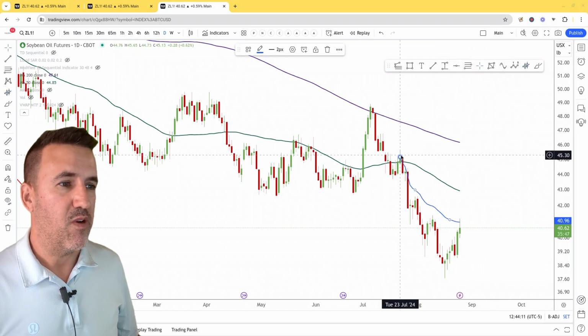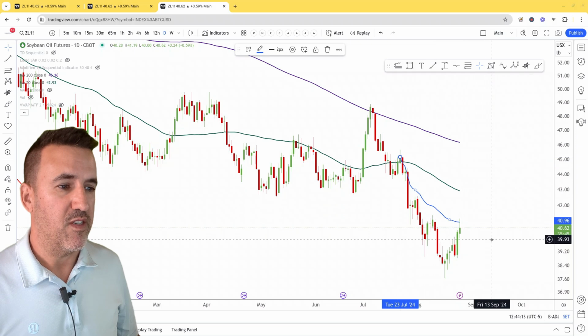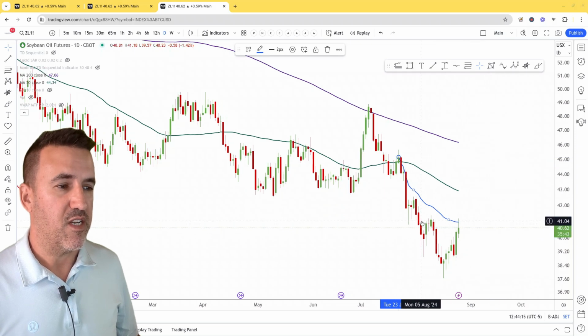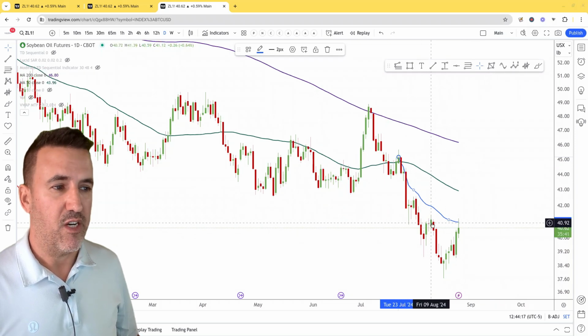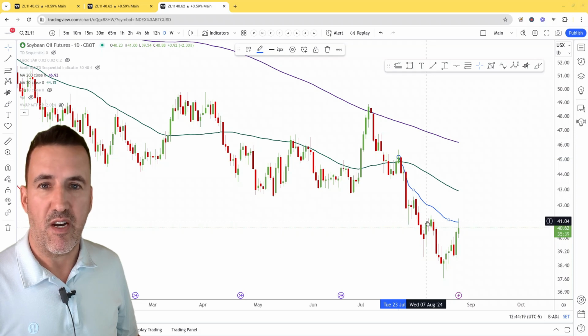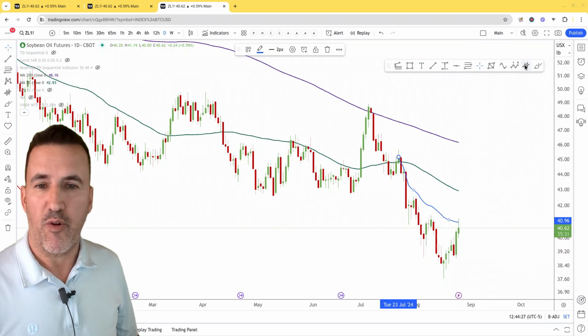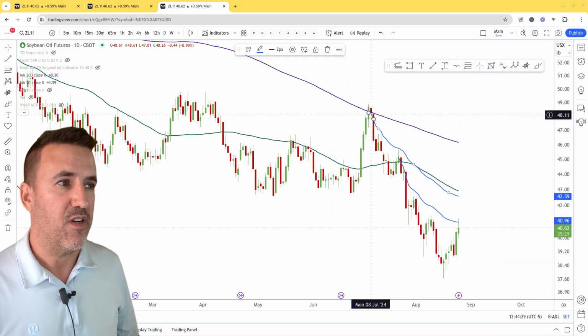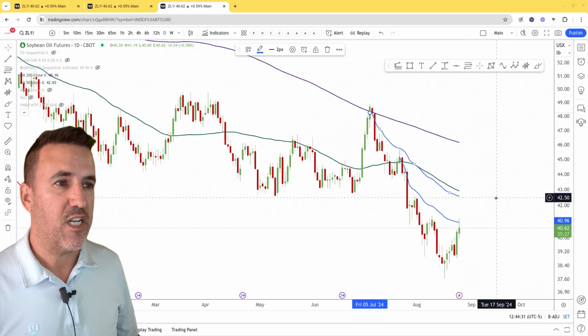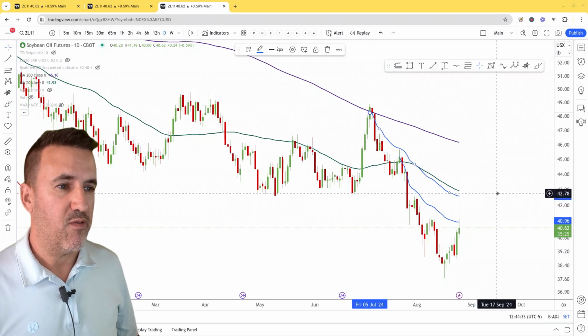I want to draw some VWAPs on here. This is a VWAP from July of 23, and we can see how the price got up to that level here, which is aligned with the previous high. So we'll see if it's acting as resistance at the moment. We need to get it above that level, above 41, before we get too confident of a price rally. If it does get above 41, we'll draw another VWAP, and we're up in that 42.50 level.